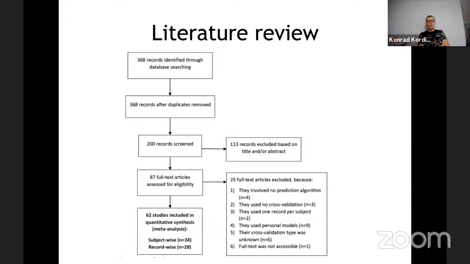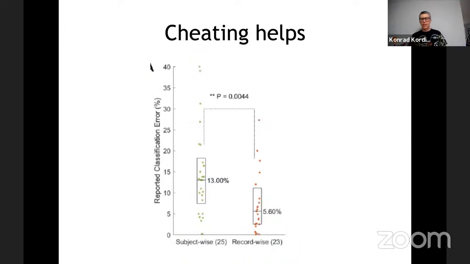So we did a thorough literature review there, looked at 368 records, removing duplicates, screened 200 of them, and basically read the full text of the articles to make sure how we could classify that. And here's what we see. The first thing is about half of the literature does it wrong, and they get better classification error. On the right-hand side, we have record-wise. On the left-hand side, we have subject-wise. Average classification error is 5% for the cheating record-wise papers, and it's 13% for the non-cheating subject-wise ones. So this is very worrying, and of course, it's highly significant.